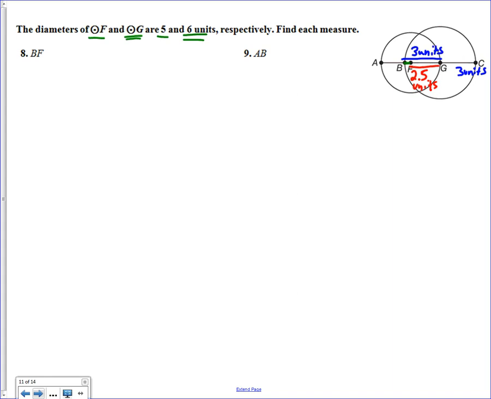So BF is just 3 units minus 2.5 units, which is 1/2 unit, or units. I guess 0.5 unit or units. I guess you guys can comment and let me know if I'm wrong. I'm going to call it units. It's probably unit. All right.